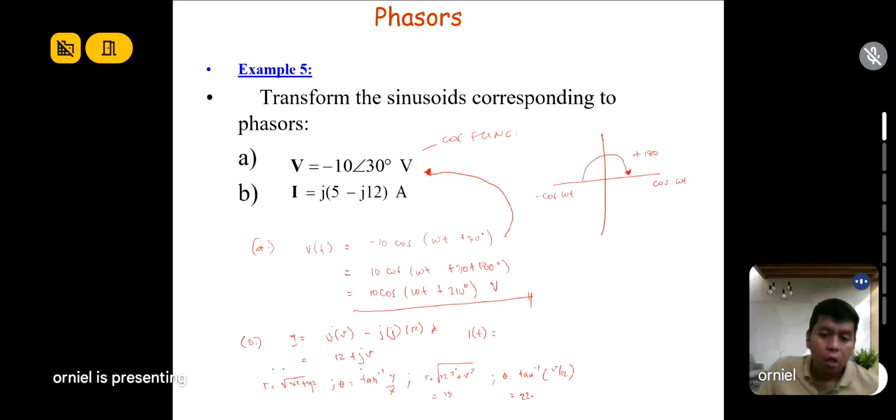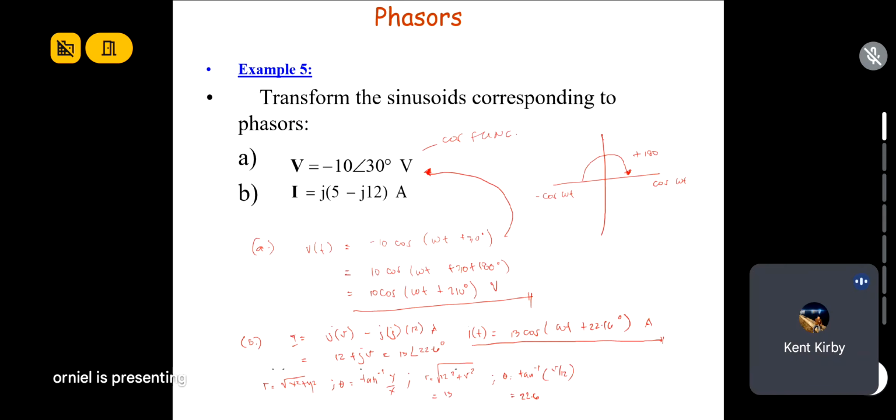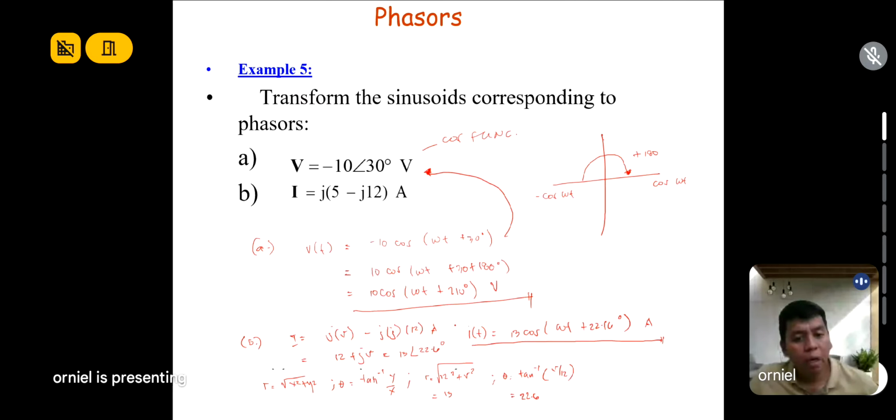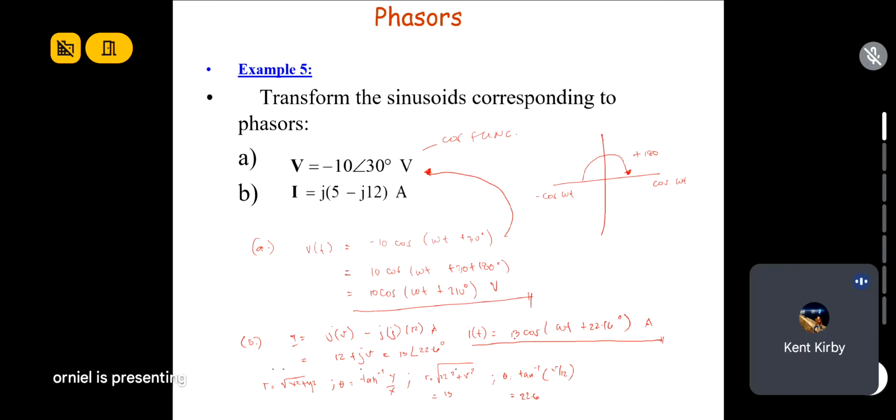22.6. So therefore, that is the equivalent of the rectangular form: 13 angle of 22.6 degrees. So therefore, the I of t will be 13 cosine omega t plus 22.16 degrees. Something like that. It is just stepping from rectangular down to polar, and so on. R is the magnitude, so the magnitude of the current is 13.